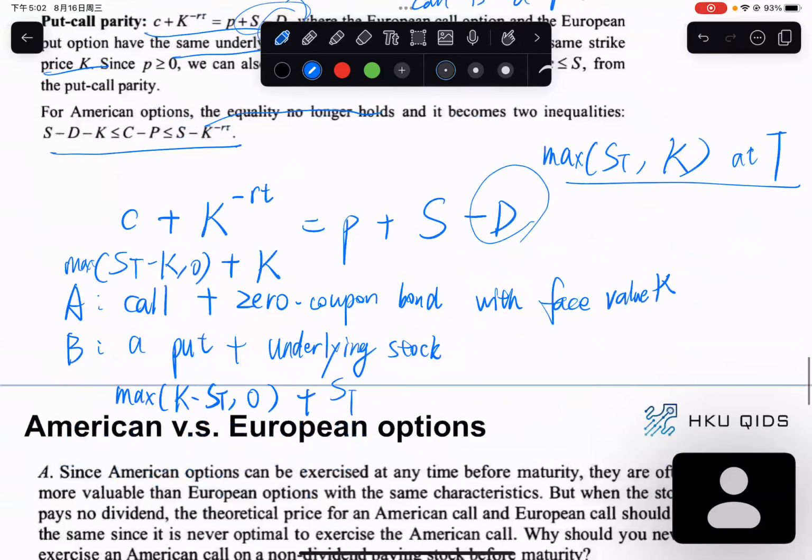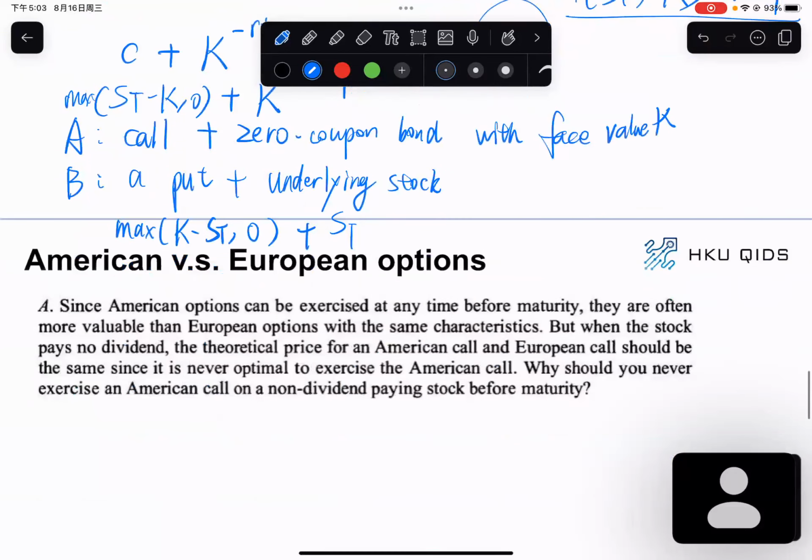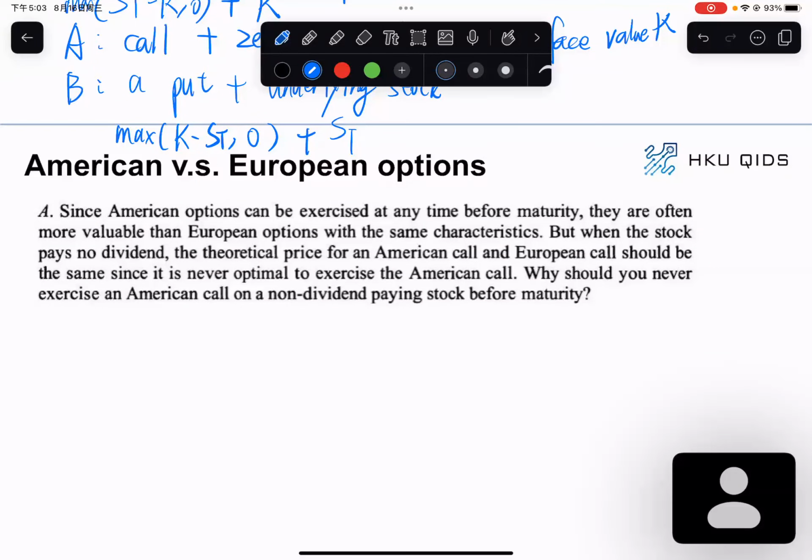And now let's compare the American and the European options. The first question is that since American options can be exercised at any time before maturity, they are often more valuable than European options with the same characteristics. But when the stock pays no dividend, the theoretical price for an American call and European call should be the same since it is never optimal to exercise the American call. So why should you never exercise an American call on a non-dividend paying stock before maturity? This is quite a strong statement, and that's why it is frequently asked during the interview. Why is it the case?